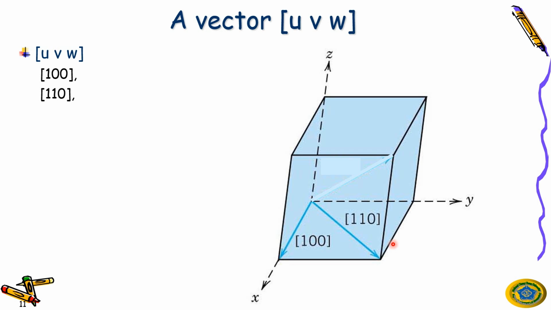This is [1 1 0], square bracket, 1, 1, 0, square bracket. How about [1 1 1]? The projection is 1 here, 1 here, and 1 here. So if you put these three together, the vector will become this one, right?